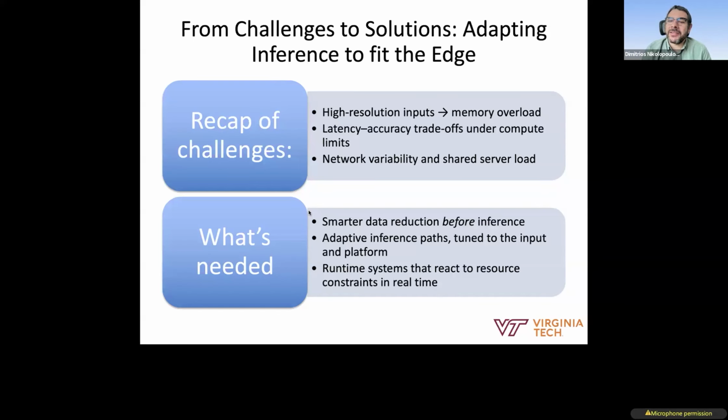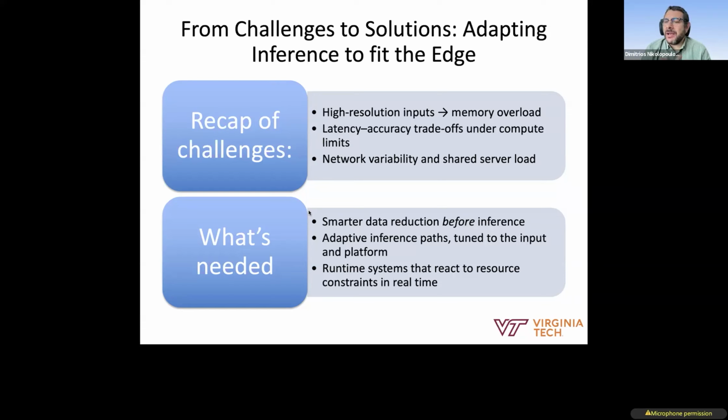And it's clear that addressing these problems needs more than just tweaking AI models, right? So we need to rethink how AI workloads work at the edge and what different levels of the system stack can achieve here. And I think in this challenge, abstractions become very essential.